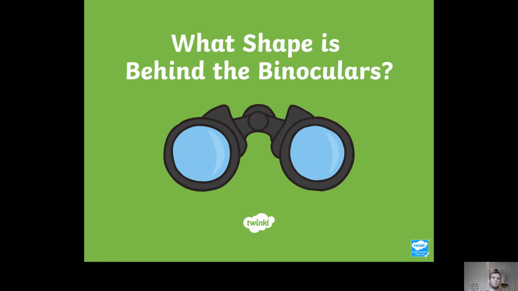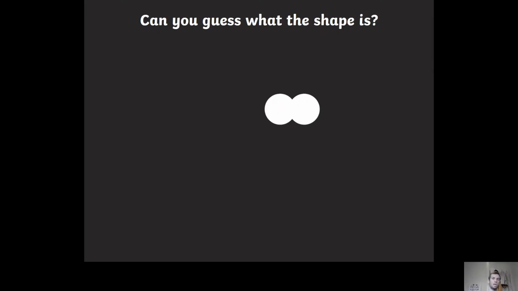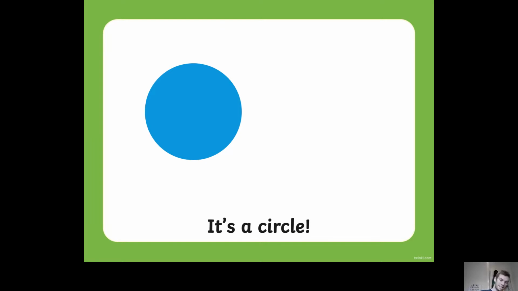So we've got a game to play now. Regular or irregular? What shape is behind the binoculars? So our binoculars are going to move around like this, and you need to count the sides, count the vertices, and then you need to say whether this is an irregular or a regular shape. And what name does it have? The first one is a circle. Circles are regular. They only have one side, and it is the same all the way around. So we have a circle.